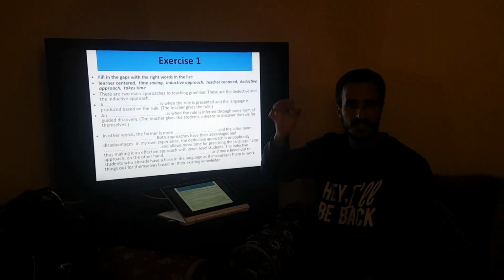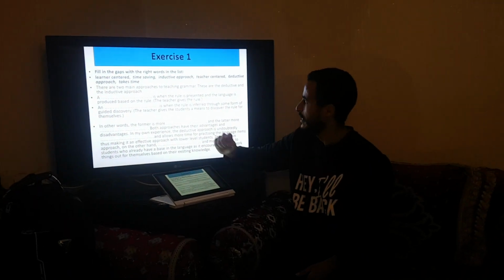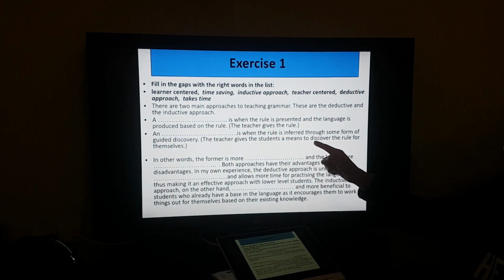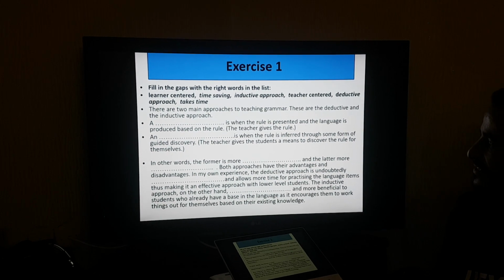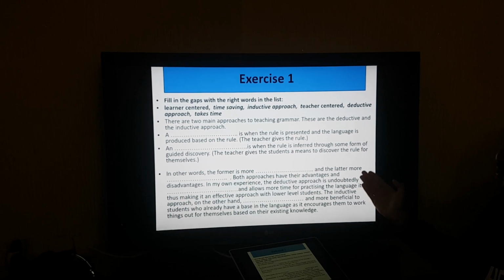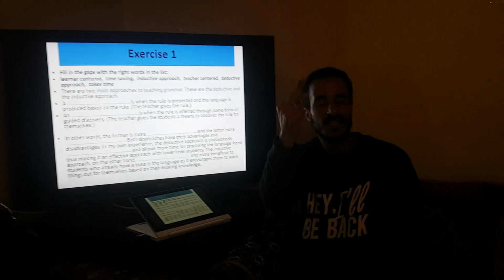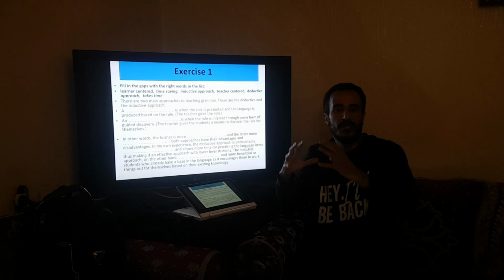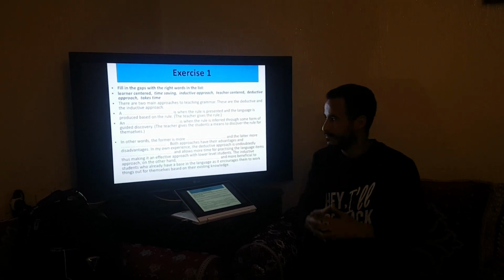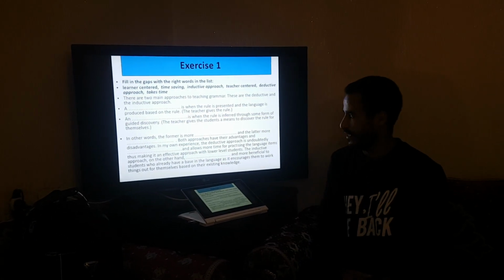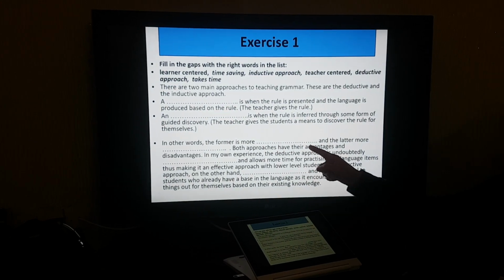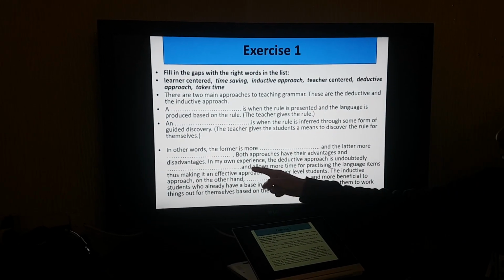From the very beginning, the teacher gives the rule. Good. Now, an inductive approach is when the rule is inferred through some form of guided discovery. The teacher gives the students a means to discover the rule for themselves. As in presentation number 2, I just showed pictures. I started with the context. It's guiding, guided discovery approach. In other words, the former is more teacher-centered and the latter more learner-centered.